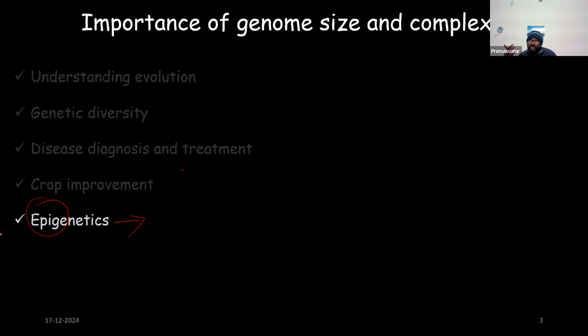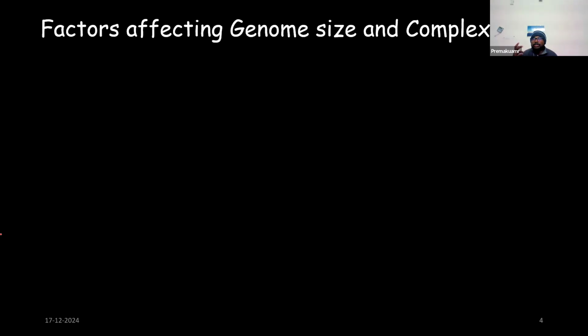If you want to know about epigenetics but you don't know how your DNA is present in the cell, where it is present and how it is organized, then how can you understand epigenetics? To understand epigenetics or any mechanism, we should know how the genome is organized in the cell. Another thing is factors affecting genome size and complexity: repetitive DNA.